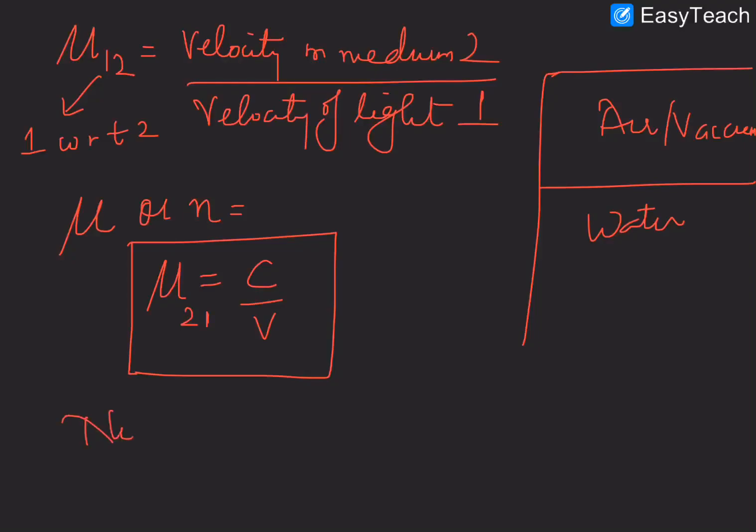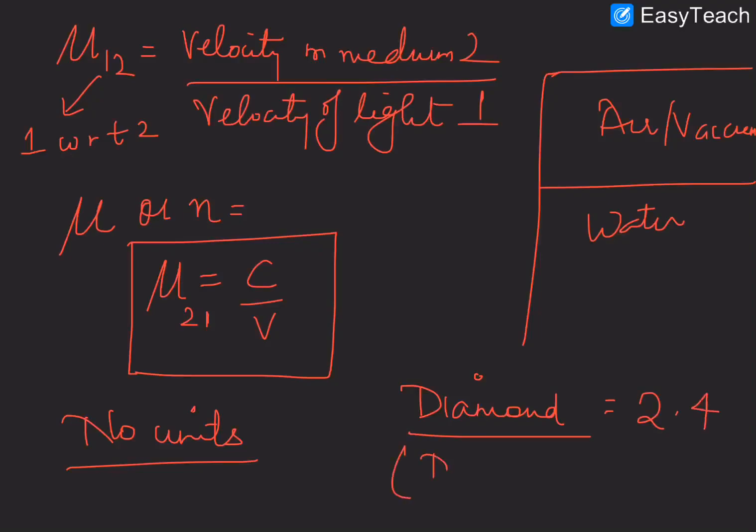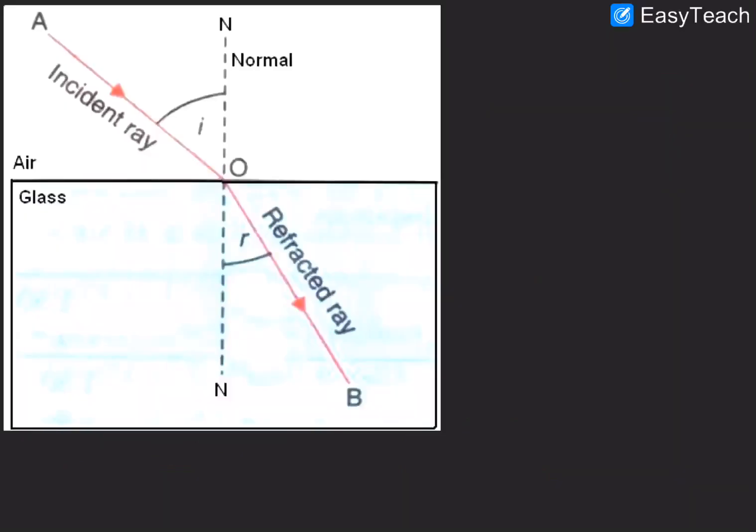It has no units since this is the ratio of velocities, so it is just a number. Diamond has the maximum refractive index, which is 2.4. That means it is the denser medium as compared to all the other mediums.